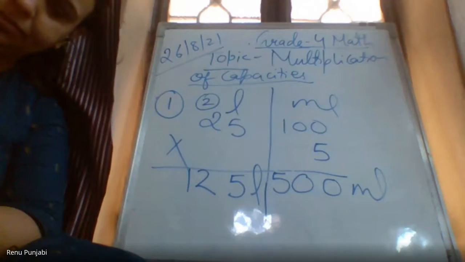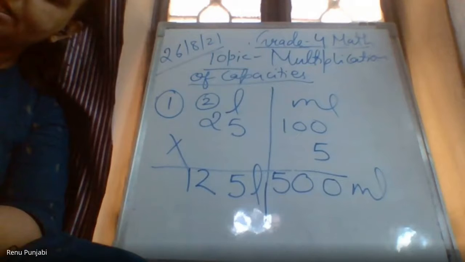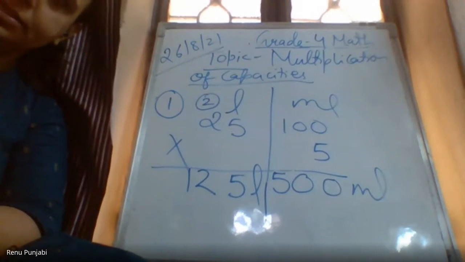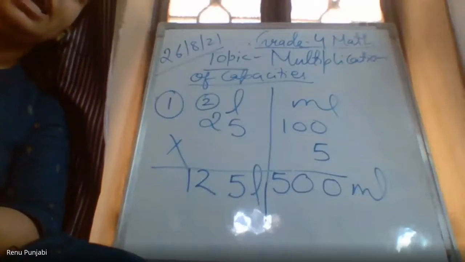We will first do 4 into 0 is 0, 4 into 0 is 0, 4 into 1 will be 4, and 4 into 5 will be 20. And 4 into 1 will be 4, and 4 plus 2 is 6. So what is the capacity of 4 cold drink bottles? 60 liters and 400 ml. Yes. Next child, Nishwa.